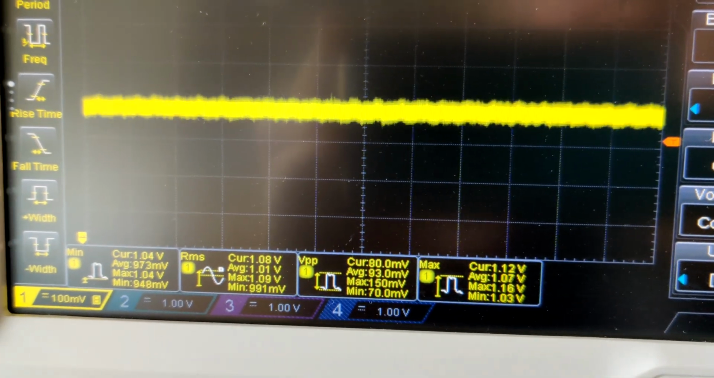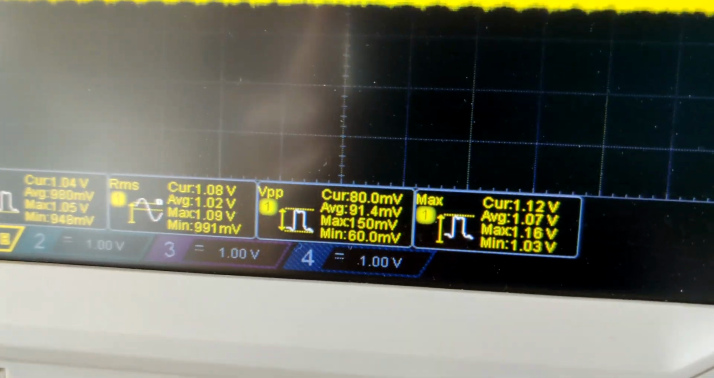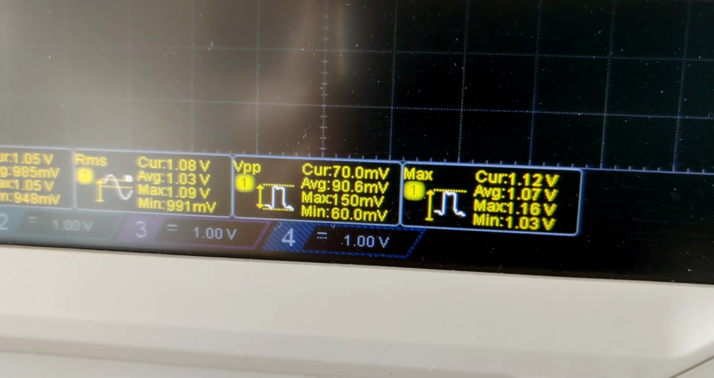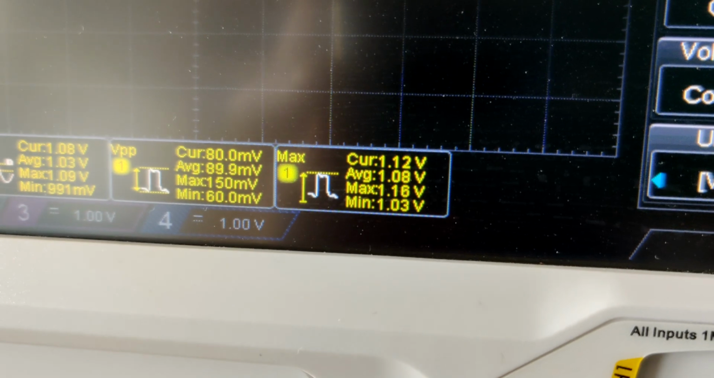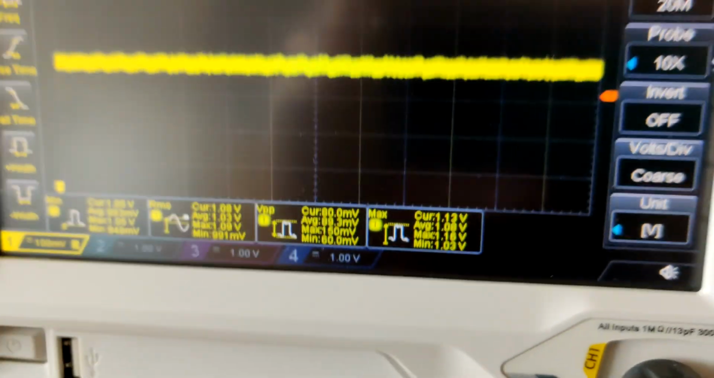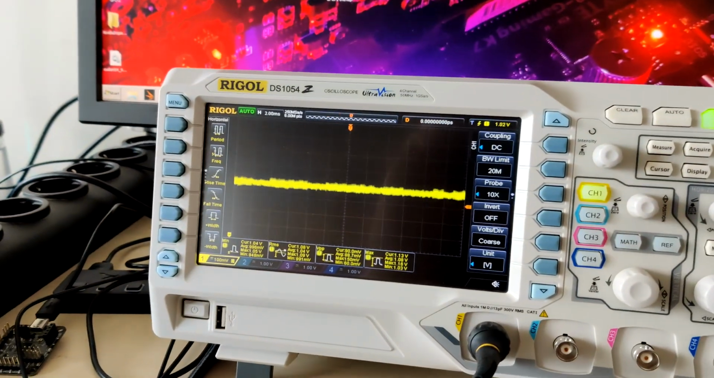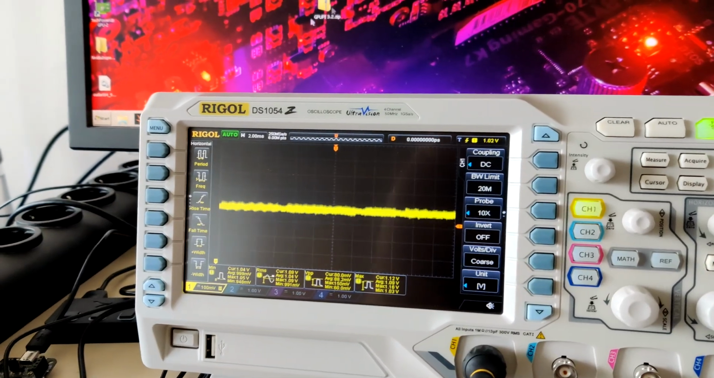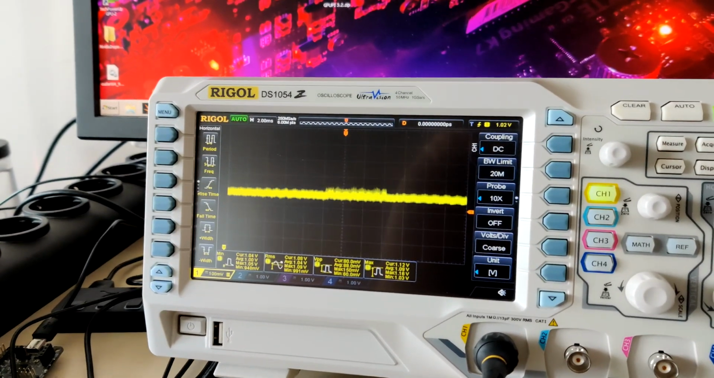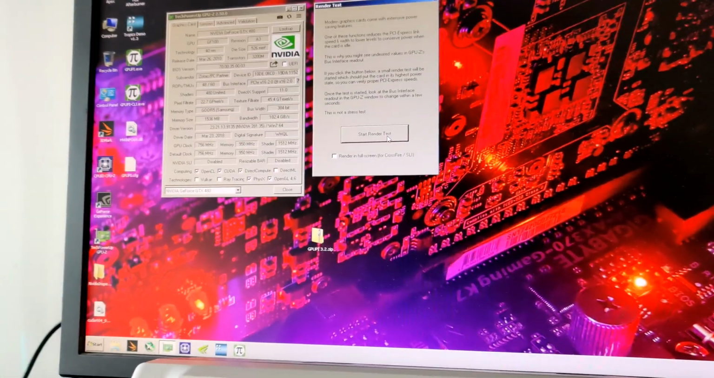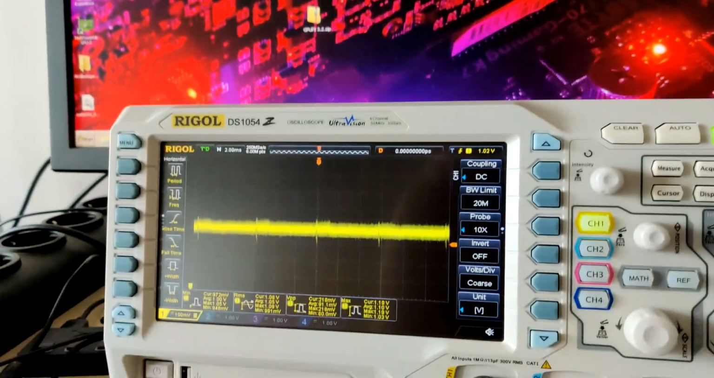Right now our core voltage changed because the card is starting up. We have a VPP of around 80 millivolts and a maximum of about 1.12 volts. Now this is just the card idling on the desktop. Once I start actually running something like the GPU-Z render test, this will change.